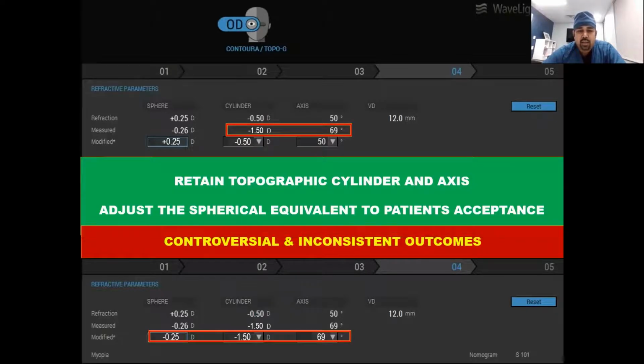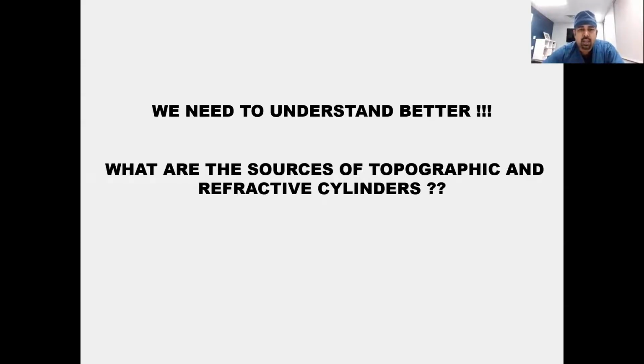But again, the outcomes were controversial. The outcomes are inconsistent, with a lot of patients going on to have a hyperopic shift. And there are not a lot of people doing this specific adjustment on these corneas with differences. So basically, there are newer systems coming up, but we need to better understand what the sources of the topographic and the refractive cylinders are. So we'll touch upon why these things differ and what the sources for the differences are, and then see if we can alter the way we treat these patients.